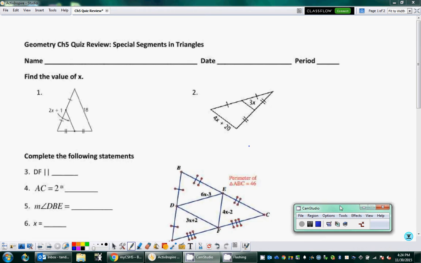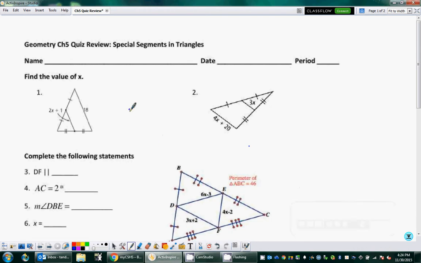So for this video, I'm gonna do the Chapter 5 quiz. There's a couple of big things that you need to remember for the first 6 questions here. When I have a segment that's going through two midpoints of a triangle, remember that 2 times that mid segment is going to equal the parallel side. Okay.